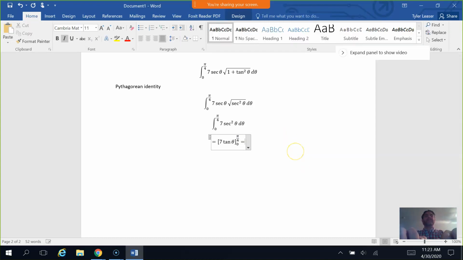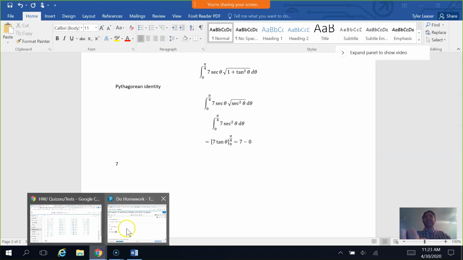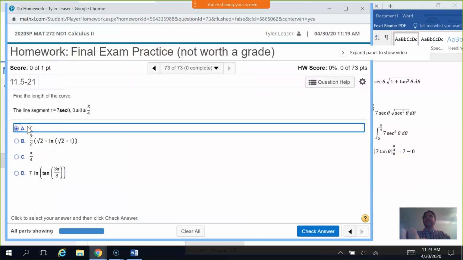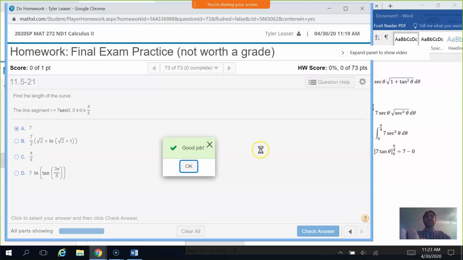So if I plug pi over 4 in for tangent, tangent of pi over 4 is just 1. So we just get 7. Minus, if I plug 0 in for tangent, I get 0. So my answer should just be 7. Going back to the homeworks, let's see if 7 is any of the answers. And yeah, it looks like this first one here.